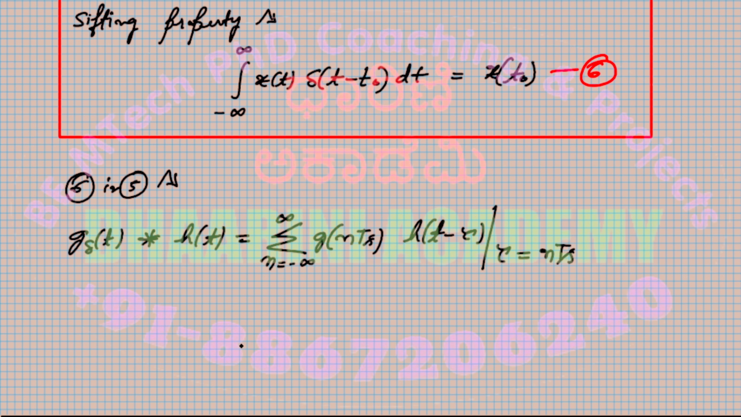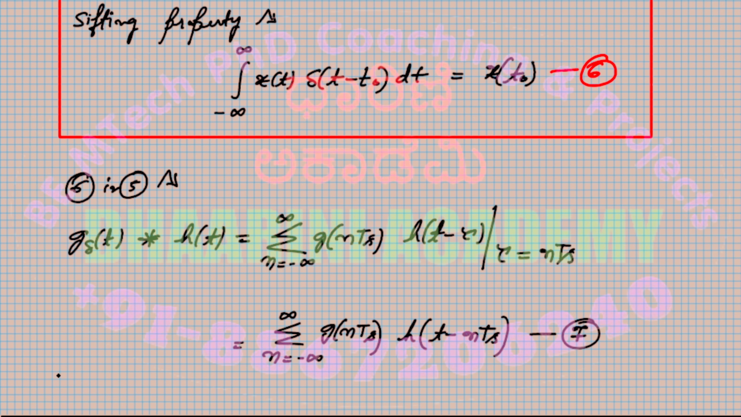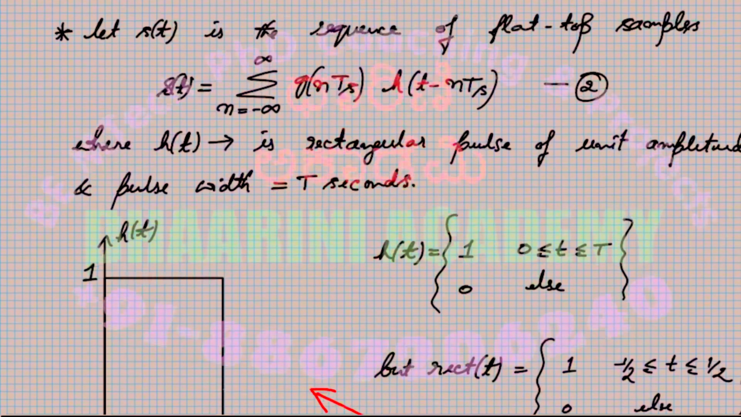Okay. So that means this is equal to, now I can directly write it as, summation n equals minus infinity to plus infinity, g of nTs into h of t minus tau, where every tau is replaced as nTs, correct? So let's call this equation number 7. Okay, now compare the RHS of equation number 7, that is summation n from minus infinity to plus infinity g of nTs into h of t minus nTs. That equation I'm going to compare with equation number 2 we have written here.